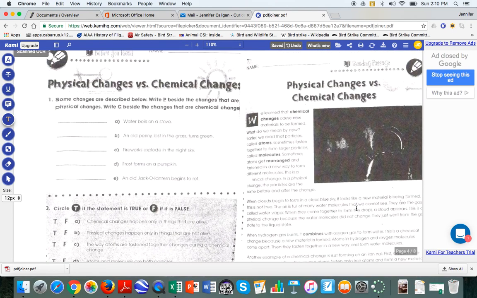All right, so these are the differences between physical and chemical changes. Biggest thing here is, and previously we read that we have particles that are called atoms, and they're fastened together. And when you fasten those atoms together, it makes a molecule. So, for example, water is known as H2O, okay?